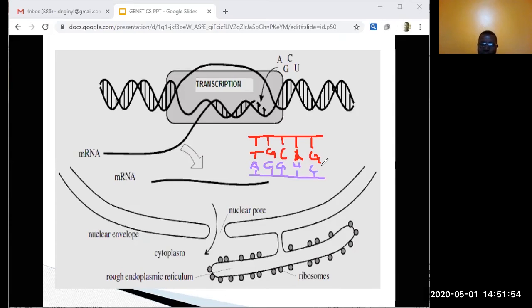Then this messenger RNA is a single strand structure, and is the one that we are seeing here. I have drawn just a small portion. It is the one now going out with this coded information, and it goes out of the nucleus through the nuclear pore, so that in the cytoplasm where we have these ribosomes, they can receive that coded information and synthesize the protein.